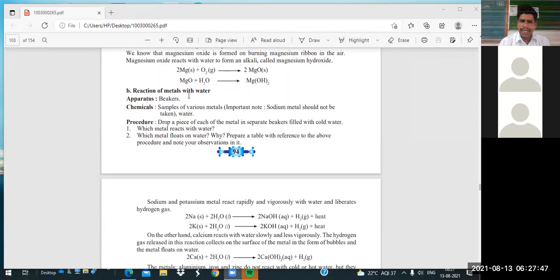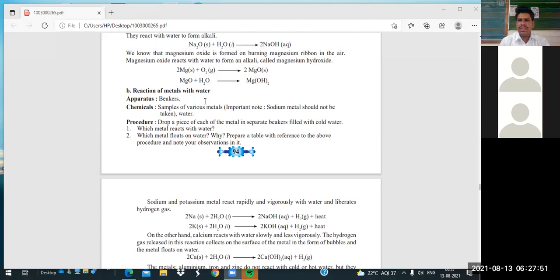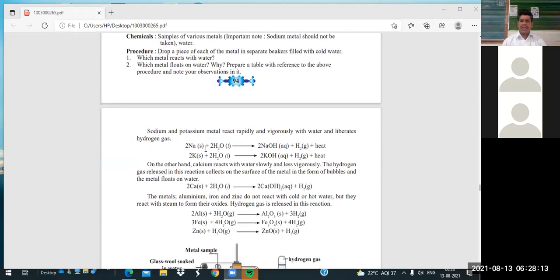Next, we have to see reaction of metals with water. Just now we have seen when metals react with water, it forms hydroxides. Here the apparatus is given: beaker, samples of various metals. Important note: sodium metal should not be taken in water. Remember this. We can perform all these experiments. I am going to show you one by one. If today I get time, I will perform those experiments and send you the video.